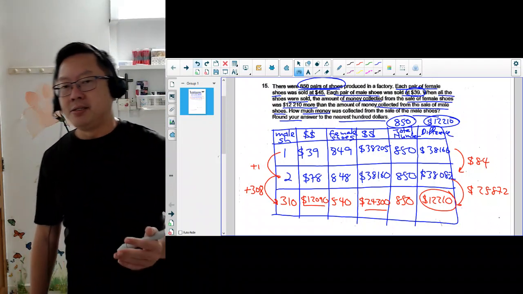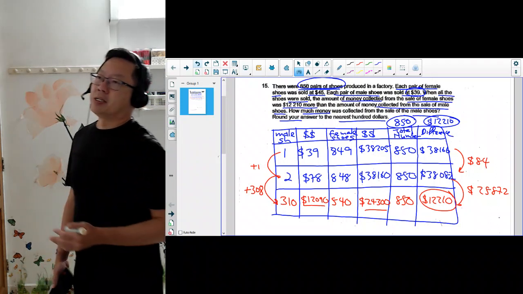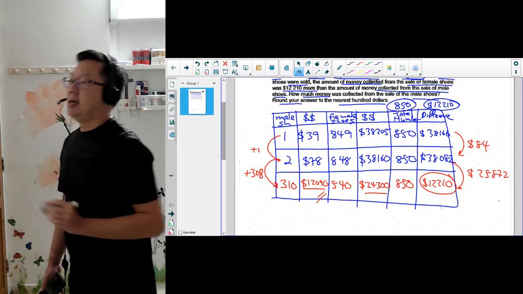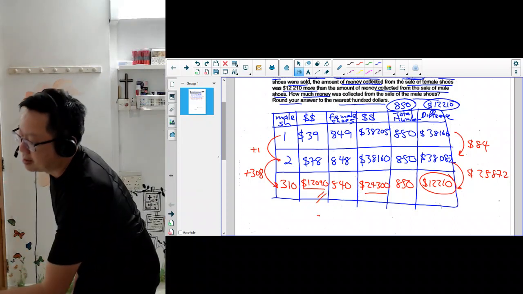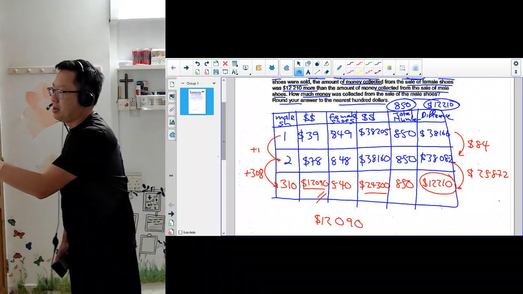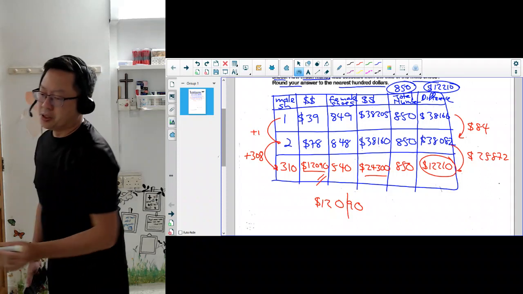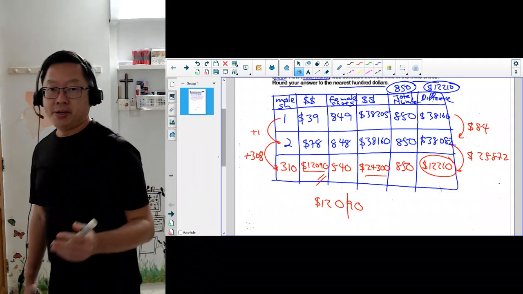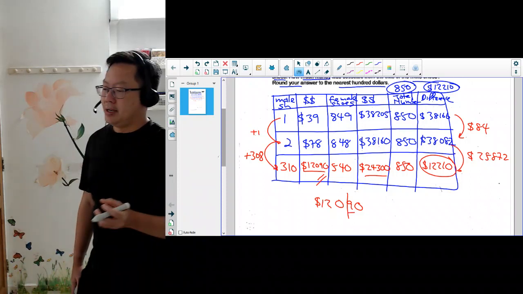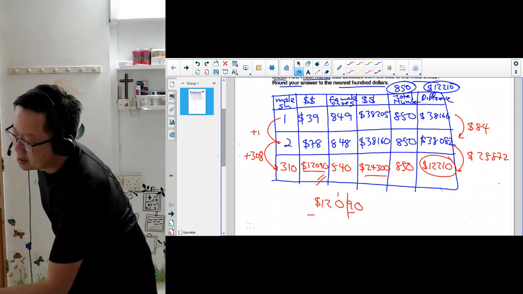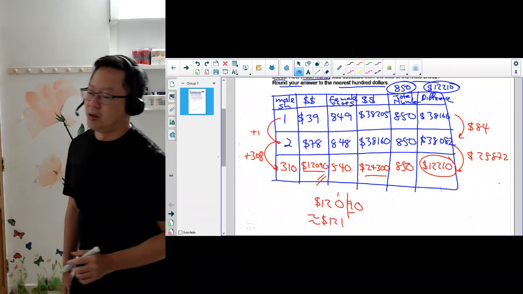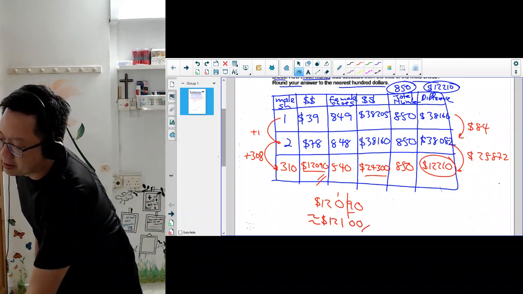So this is the method that you can use to solve. So how much money was collected from the sale of the male shoes? Your answer will be here, and you need to round off to the nearest $100. So you take 12,090, and how do you round off to the nearest 100? You draw a line to show the last two digits. Because 100 has two zeros, you show the last two digits, and then look at the digit nearest the line. It is 5 or bigger, so you add 1. So the nearest $100 will be 121, or $12,100.